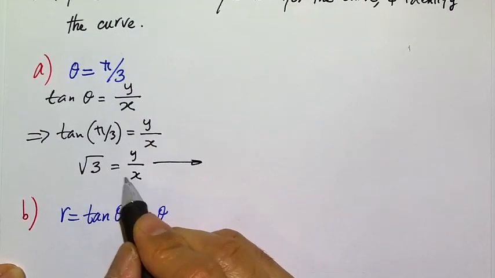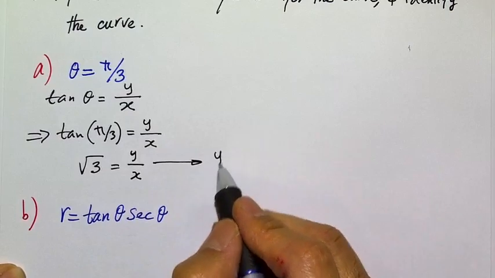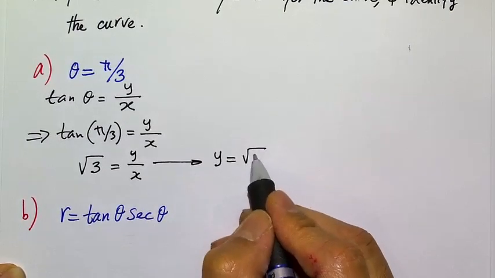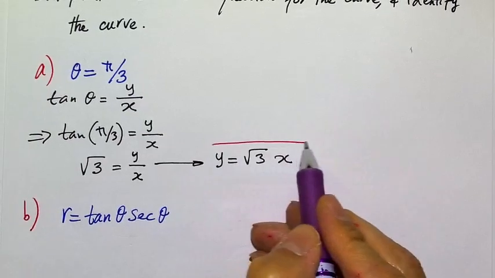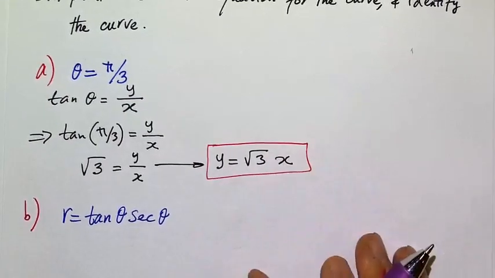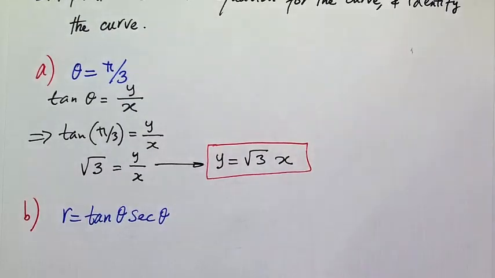And so we can then solve this for y. Y equals square root of 3 times x. So they ask us to identify this curve. This is just a straight line going through the origin.